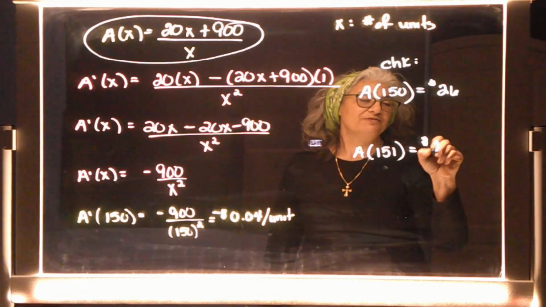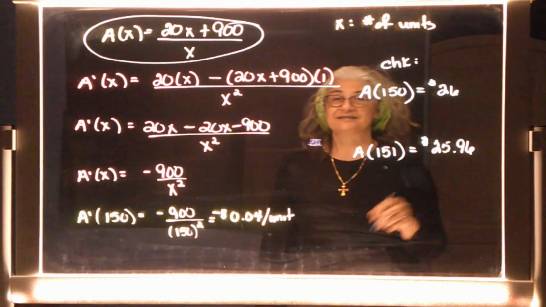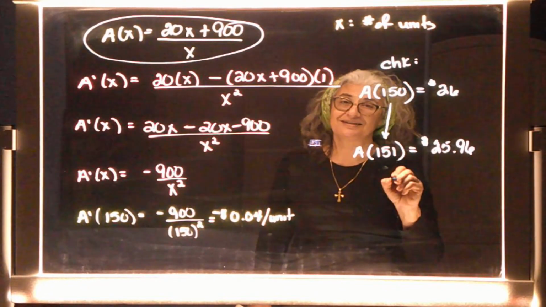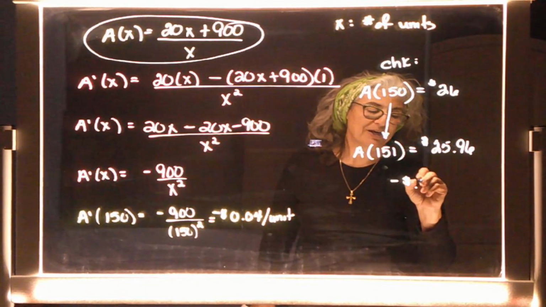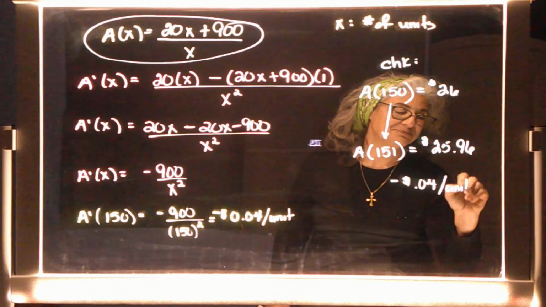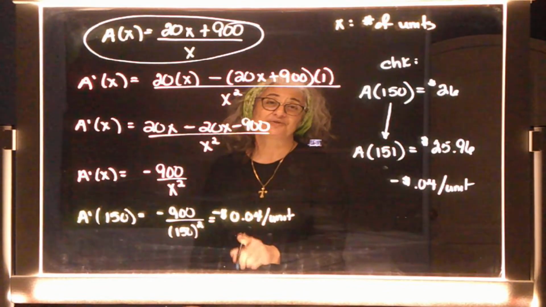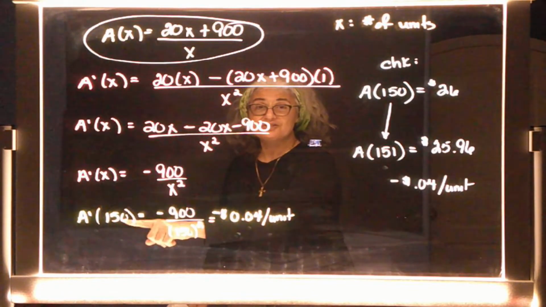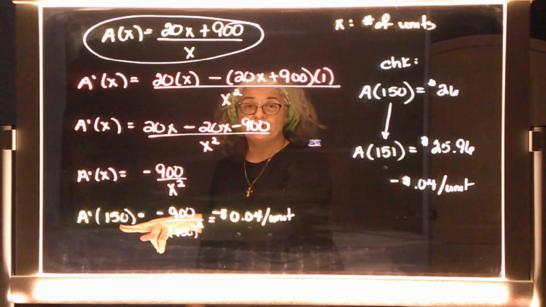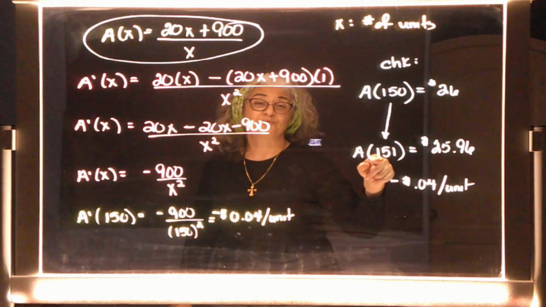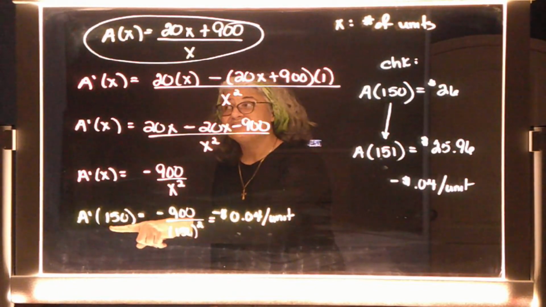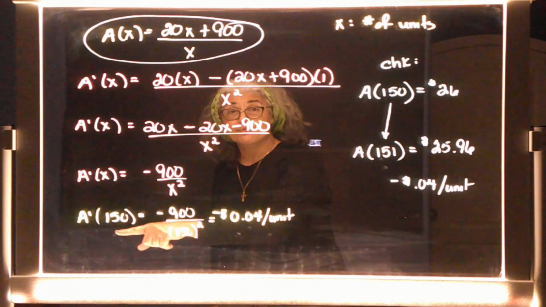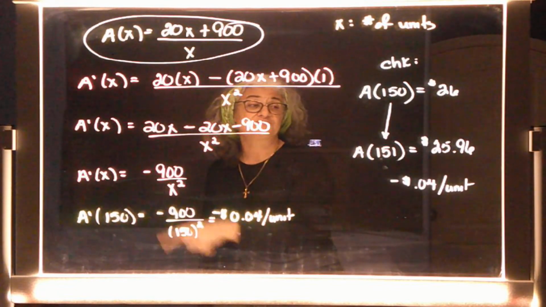$25.96. So to go from 150 to 151 units, it did, didn't it? It dropped by 4 cents per unit, didn't it? Which is exactly what we got over here when we found the change in the average cost. And by the way, you always start with the original amount because you're looking at what happened at 150 to 151. So when we did the change in the average cost, we evaluated it at the original number of units, which was 150.